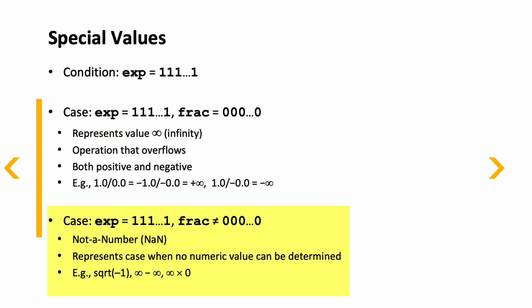Now, if we have all 1s in the EXP field and we don't have all zeros in the frac field, this is the way we indicate not a number. This is a case where there is no numeric value that can be determined. So if we try to take the square root of negative 1, or we try to subtract infinity from infinity, or multiply infinity by zero, this is going to evaluate to not a number.